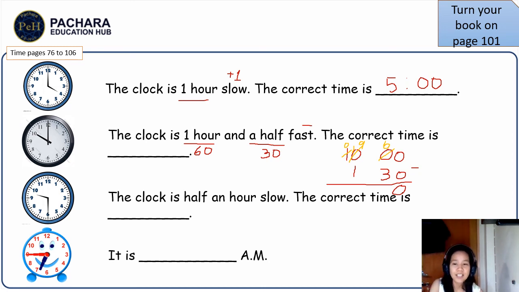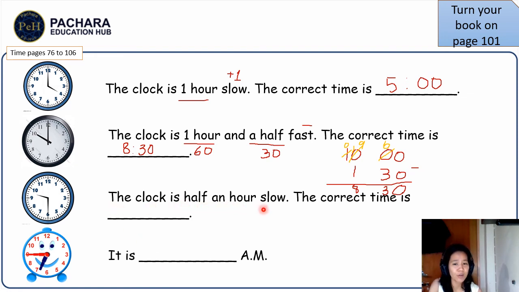So 6 minus 3 is 3. 9 minus 1 is 8, and then we finish. So the answer is 8 hours and 30 minutes. So if the clock is an hour and a half too fast, the correct time here is not 10 o'clock. It's 8:30. All right? And next one.